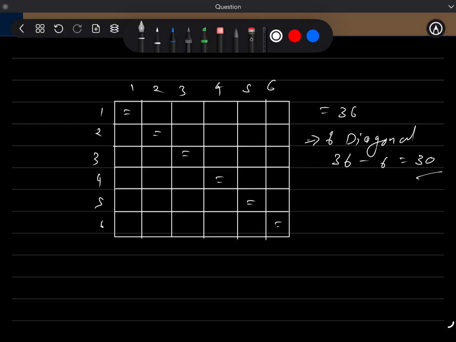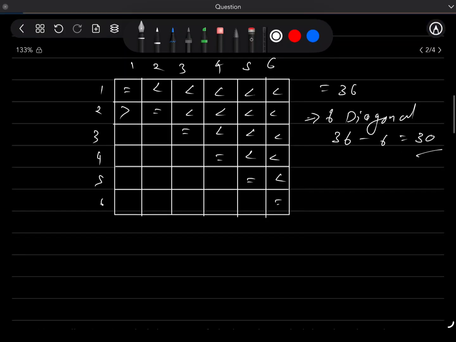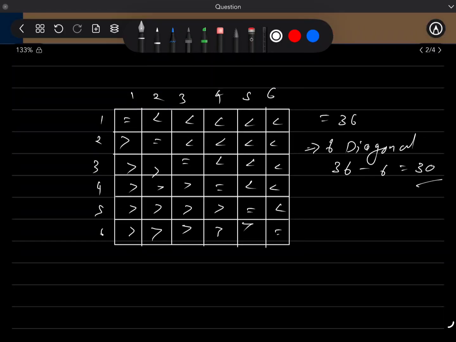Now if we compare the value of column and value of row in the upper triangle, we can find all rows are less than the column in the upper triangle, and vice versa for the lower triangle. So we can say that in the lower triangle the rows are greater than the column, and in the upper triangle rows are less than the column, and on the diagonal both are equal.